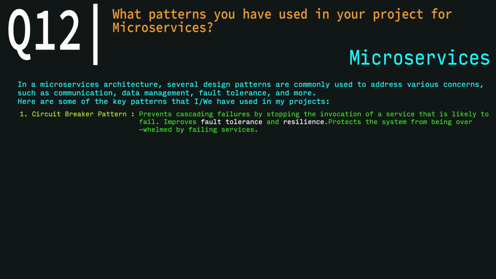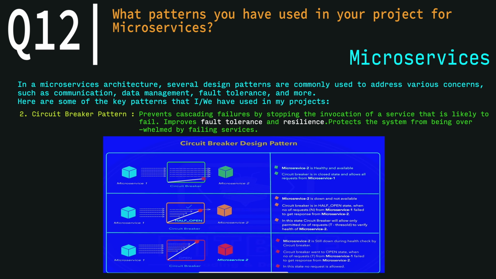And coming to the next design pattern we generally use for fault tolerance, it is the circuit breaker pattern. It prevents cascading failures by stopping the invocation of a service that is likely to fail. Suppose on heavy traffic, if one service fails, that should not affect all other services, right? This is where the circuit breaker pattern is handy. You can go through it. I'm not exploring them in detail here.